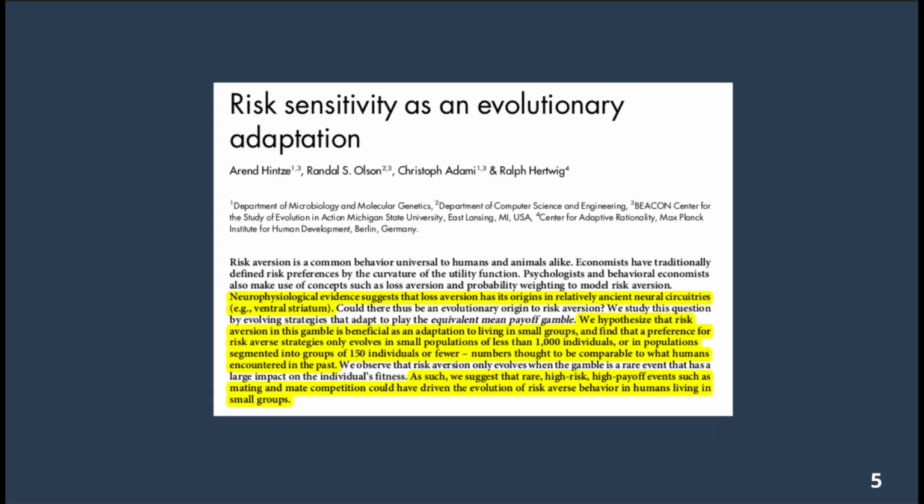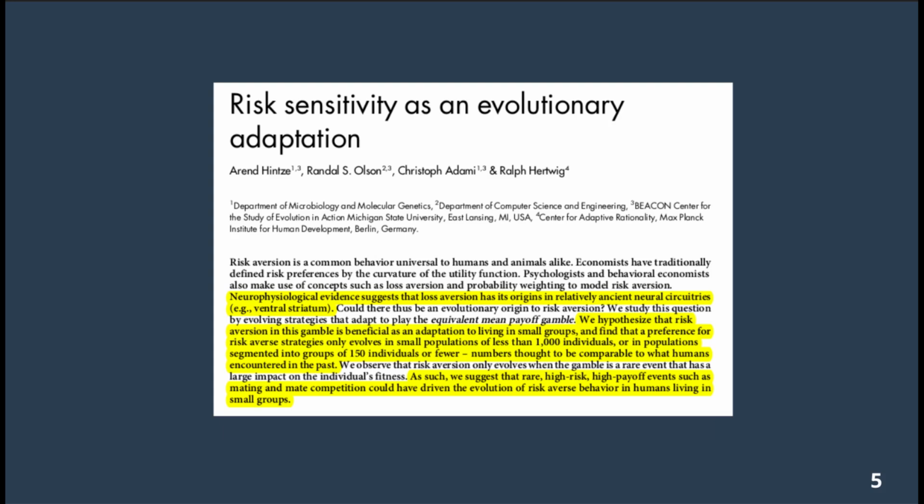Like in this paper, for example, where they looked at risk aversity as a trait, and they found that it is an adaptation to living in smaller groups. This is because in the experiment they ran, they found that when a small group takes a risk and it doesn't pay off or it harms them in some way, the smaller group takes a very large hit from that and their lineage may die off because of it.